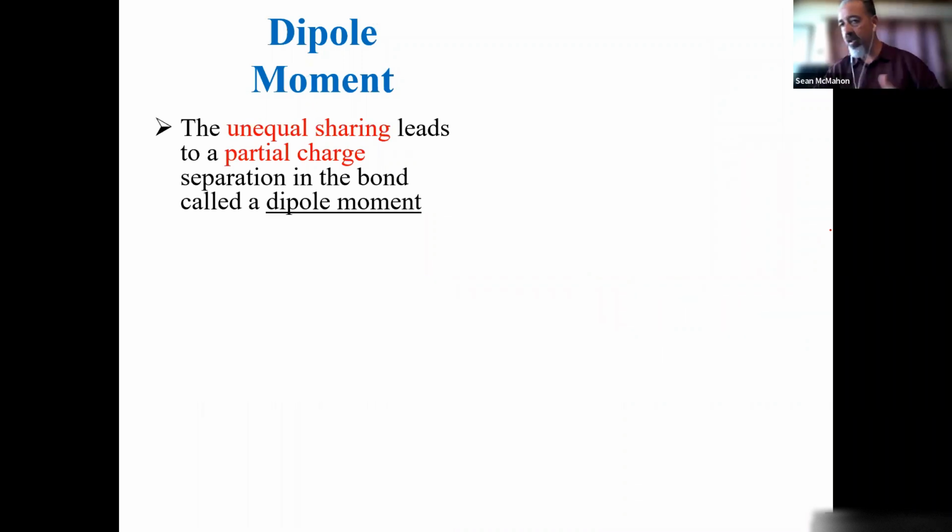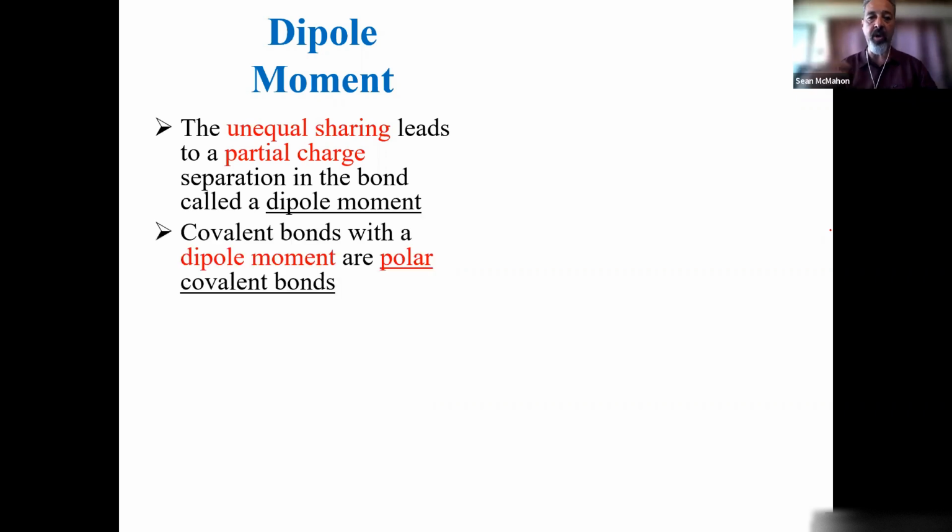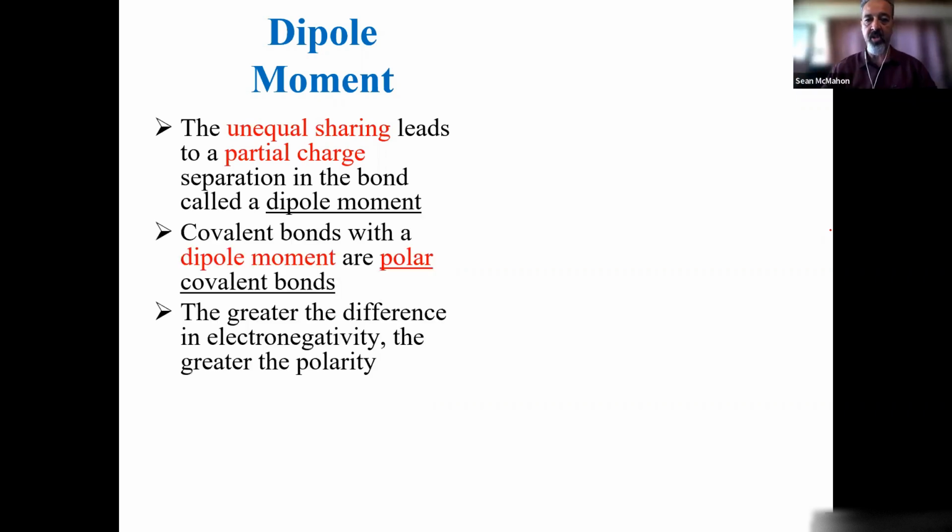So this pulling of electrons creates what's called a dipole moment, okay? So it is a dipole. What do I mean? It has two poles, a positive and a negative pole, because there's unequal sharing, and we create partial charge. So in covalent compounds, there are polar bonds and non-polar bonds. Polar bonds are when there's unequal sharing. Non-polar is equal sharing.